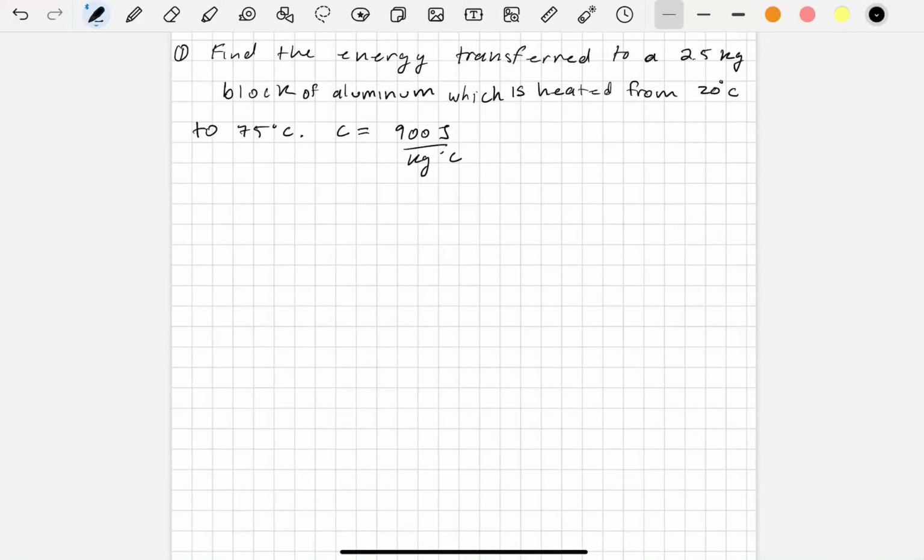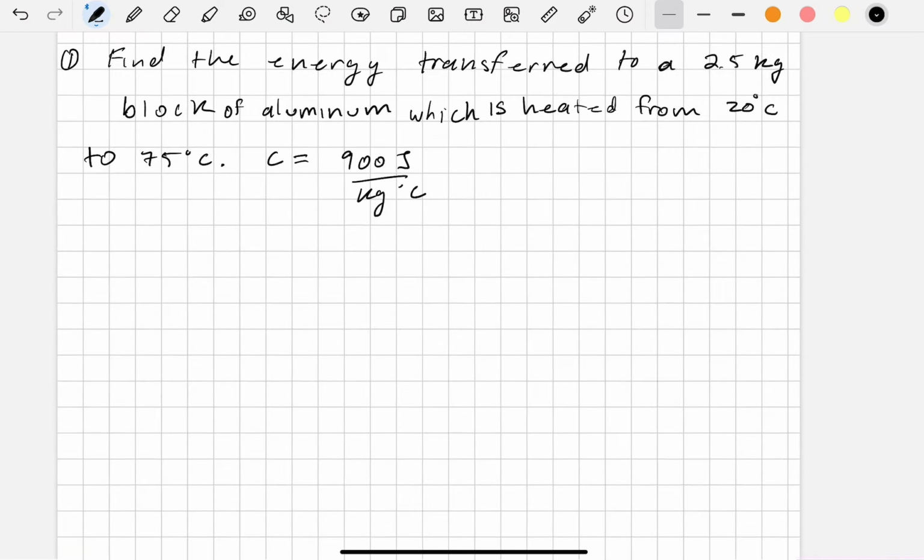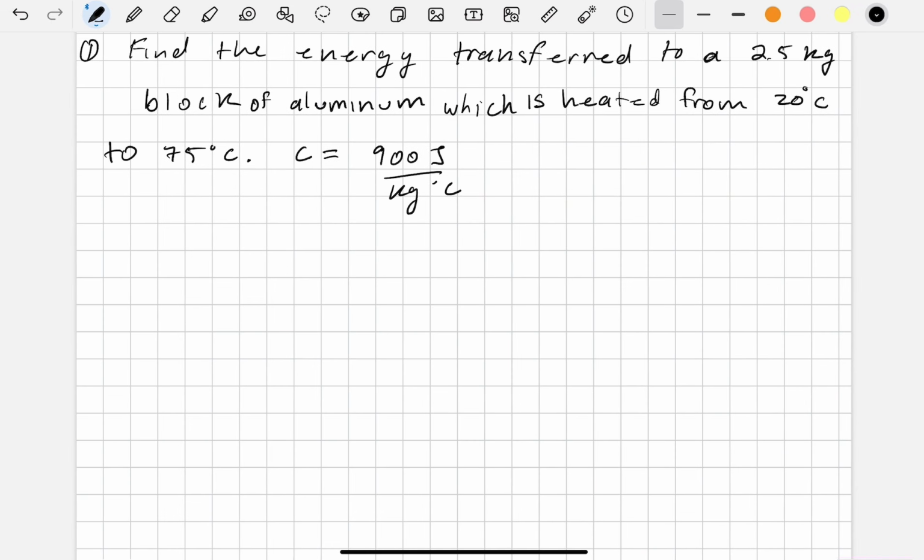I'm gonna work this problem out. In this problem, we want to find the energy that has been transferred to a 2.5 kilogram block of aluminum, and this is being heated from 20 degrees Celsius all the way to 75 degrees Celsius.